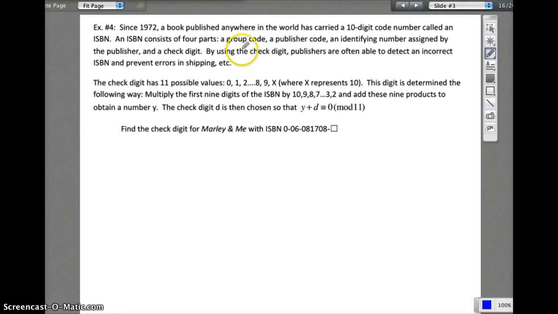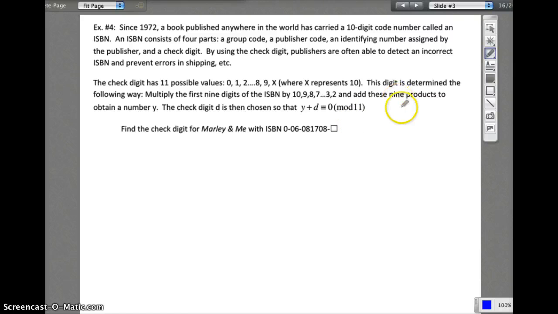One part tells you about the group, one about the publisher, a number assigned by the publisher, and then a check digit. Using the check digit allows publishers to detect an incorrect ISBN and not ship the wrong books or things like that, or check if there's an error in what they've received. The check digit has 11 possible values, the numbers 0 through 9, or an X, where X represents 10. Think about Roman numerals as how they decided on the X.